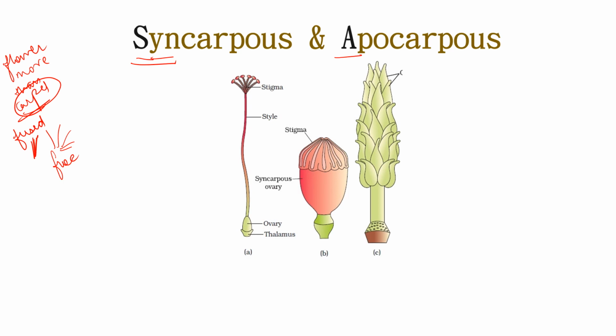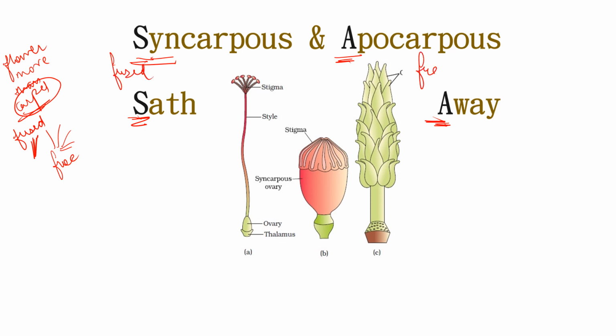There is a simple word for that, that is "saath". Saath means fused. So S is for syncarpous and S is for saath. While in apocarpous it's "away". Away means free. So A is for apocarpous and A is for away. So very well you can remember that syncarpous is fused while apocarpous is free by these two words. There are many examples also that are given for syncarpous and apocarpous.